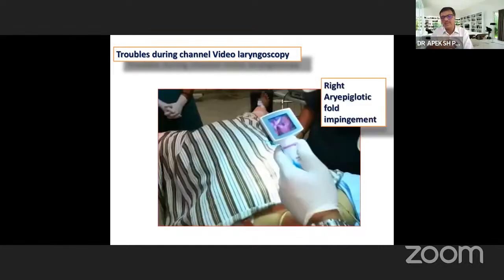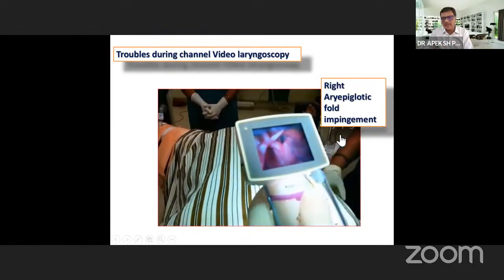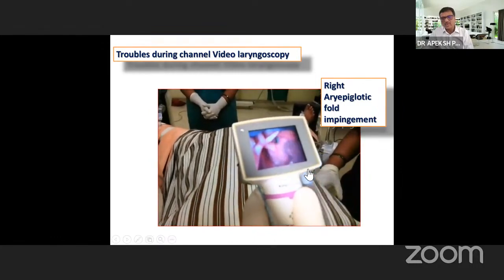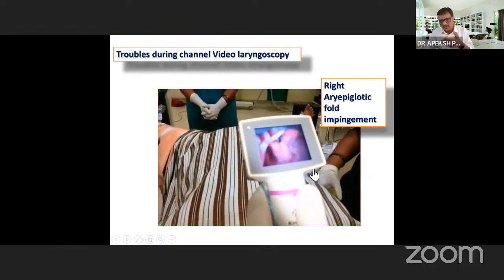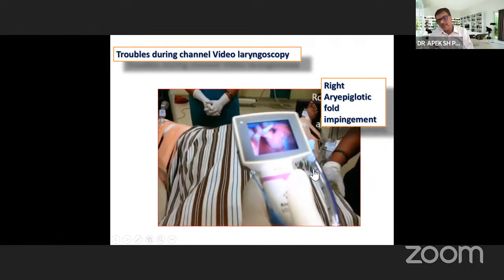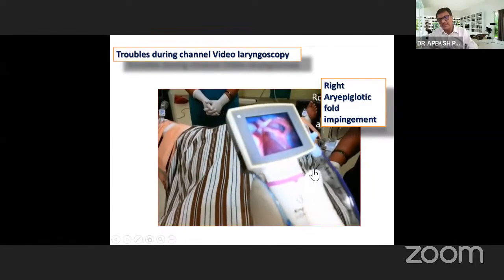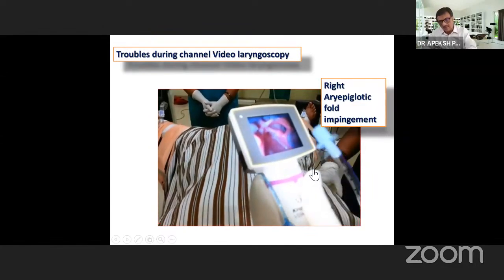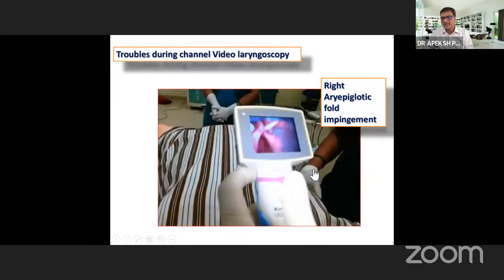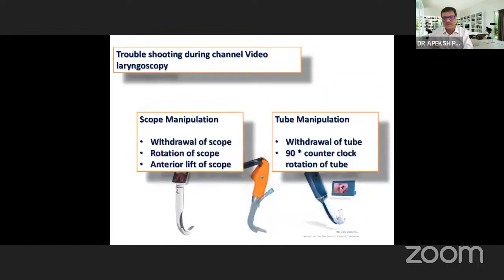So how to overcome this? Suppose your tube is getting lodged at the right aryepiglottic fold. Look at this, my tube is getting lodged at the right aryepiglottic fold. So withdraw the tube, withdraw the scope a little bit, and move in the same direction, towards the right. That will align the tube trajectory with the larynx, and then you can easily insert the tube inside. So this type of maneuvering is required to overcome the troubles.